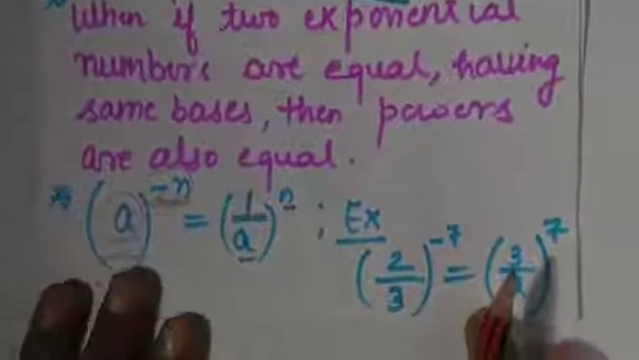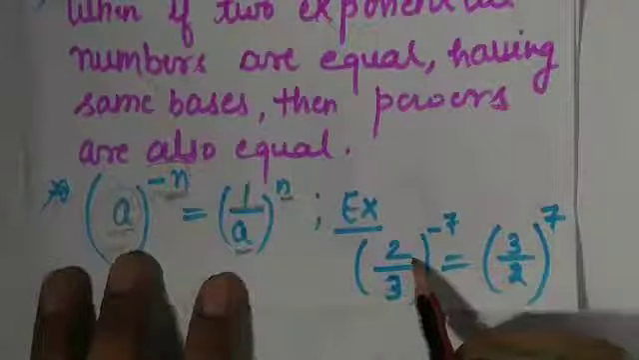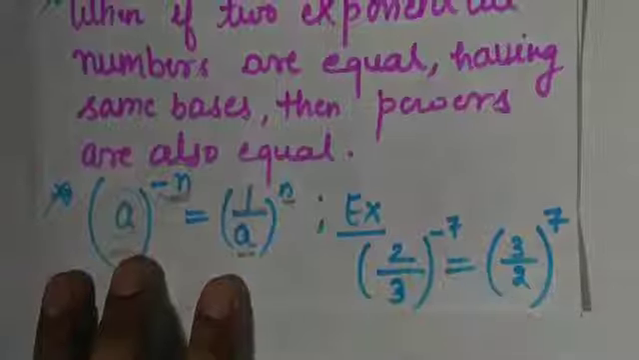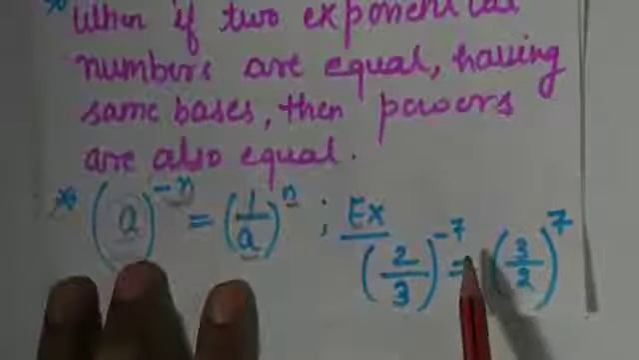Let us consider an example. Suppose we are given 2 by 3 raised to the power minus 7, and I have to convert this into a positive power.